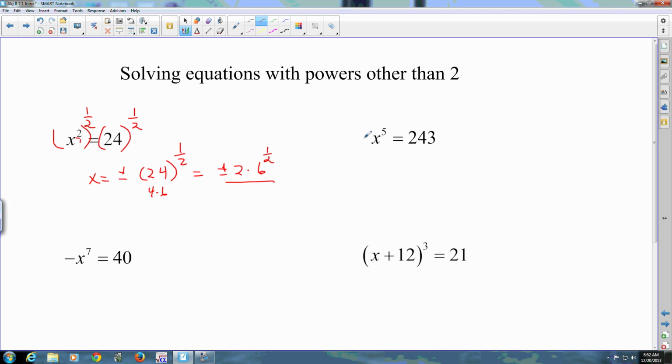This one, you could raise both sides to the 5th root. You undo a 5th power with a 5th root. So you have x is equal to, it's an odd root, so you don't need a plus or minus. And this, I believe, is 3. Let me check it on the calculator quick. 243 raised to the 5th power. Yes, it's 3. I'd hate to make a mistake on these.